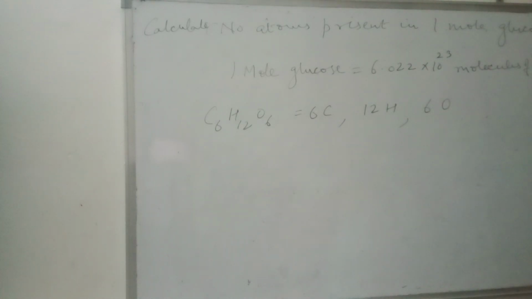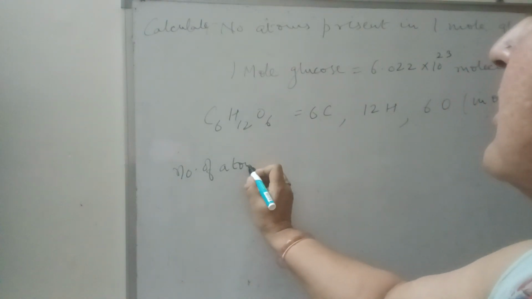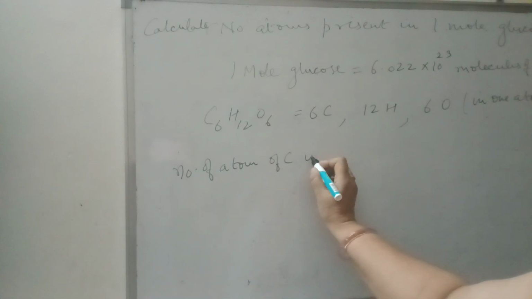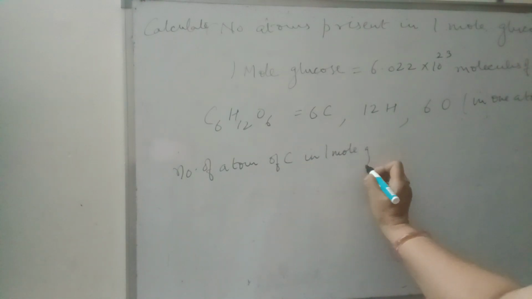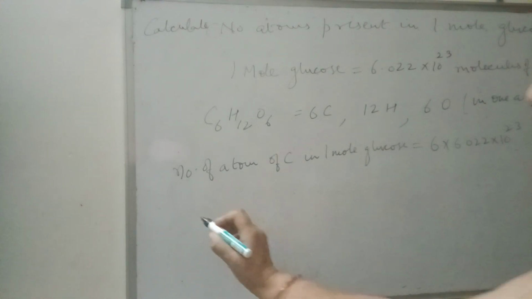Number of atoms of carbon in 1 mole glucose is equal to, in one molecule there are 6 carbon atoms. One molecule is containing 6 carbon atoms. Then number of atoms in 1 mole is equal to 6 into 6.022 into 10 raised to the power 23.